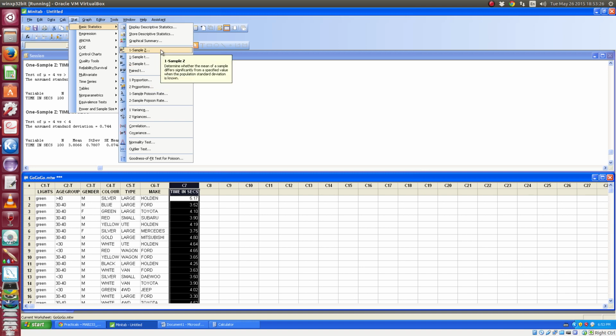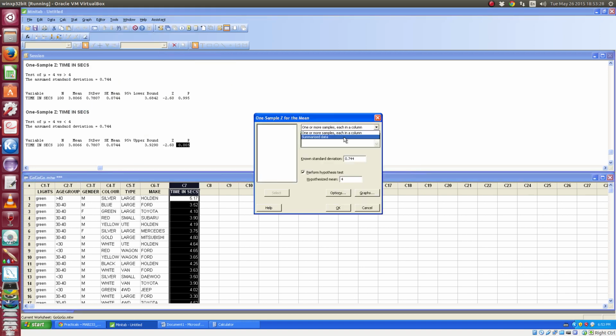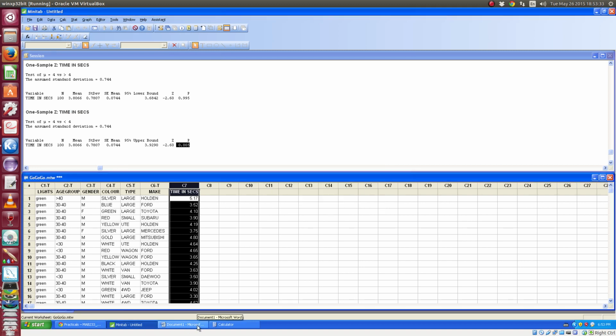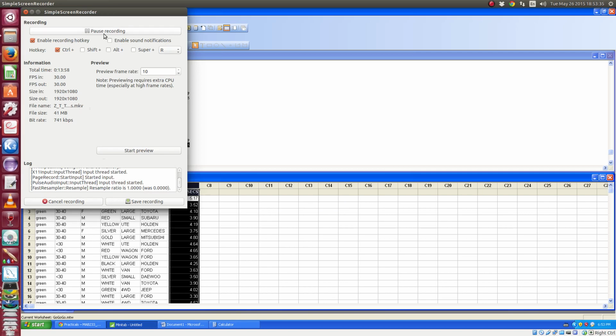Where is it again? I think we go into the summarized data. Actually, let me just pause this for a second. I'm not sure where it is. It's a little bit different to Minitab 16. So I'll pause it and come back.